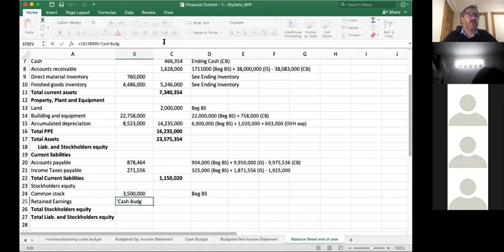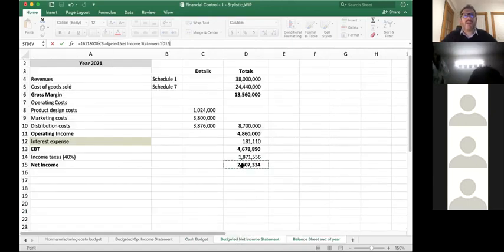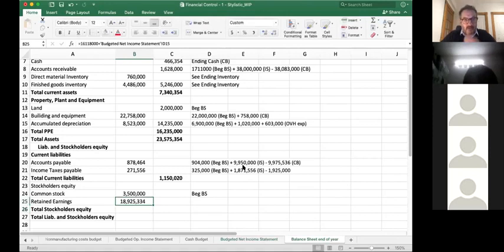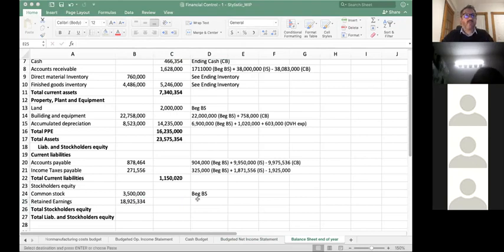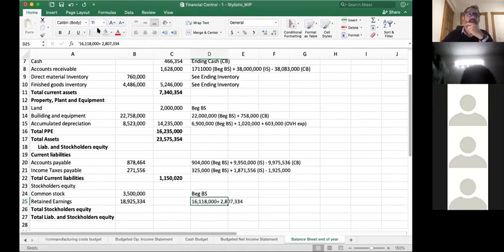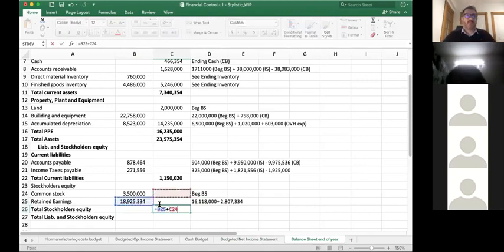No, because, okay, something happened with my formula. So again, we have a beginning amount plus the net income. So that's correct now. Okay. So total stockholders' equity. This is 22,425,334.